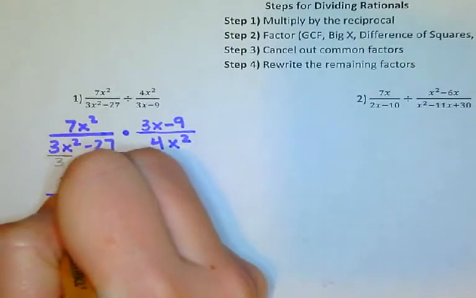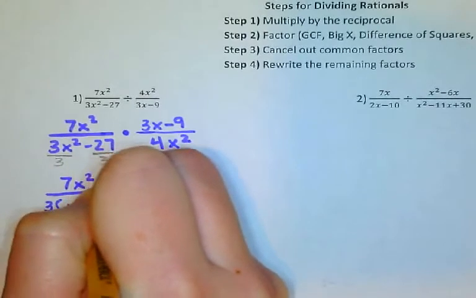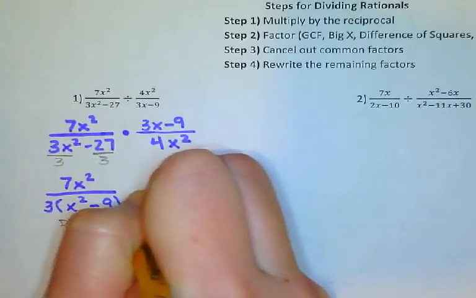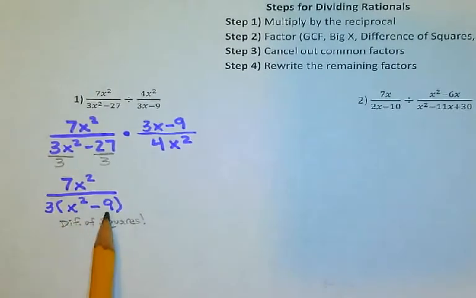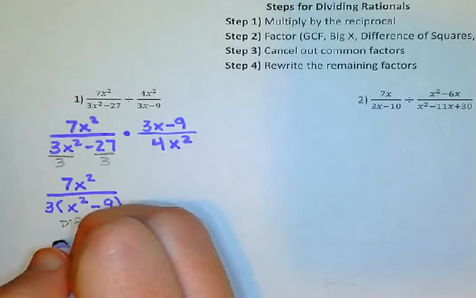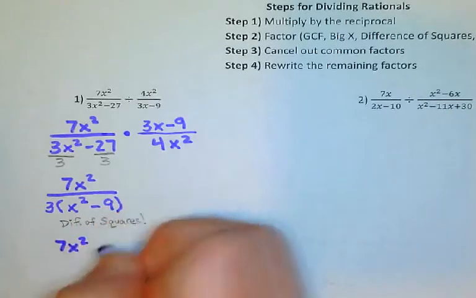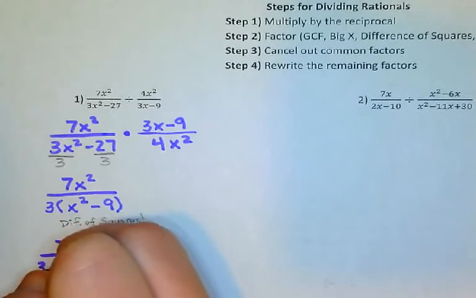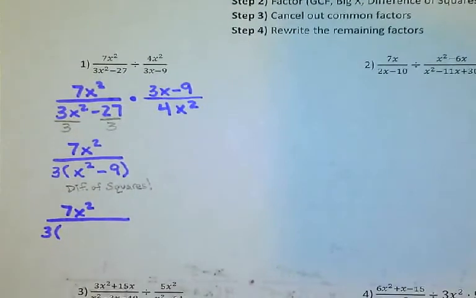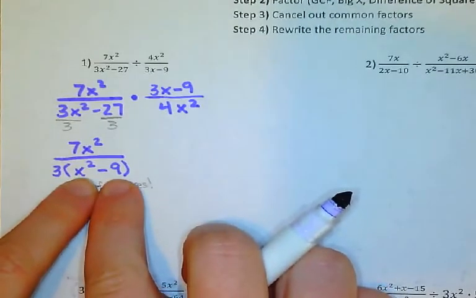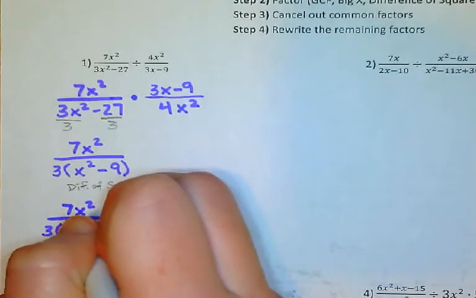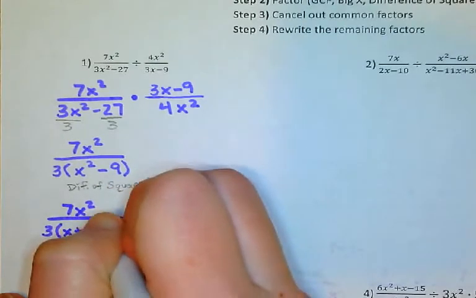So this is difference of squares, because we have x squared and 9 are both perfect squares. So we can rewrite this 7x squared over 3. Now, what's the square root of 9? 3. Okay, so what we're doing is we're going to break this down and split it into multiple factors. So this is going to become x plus 3 and x minus 3.